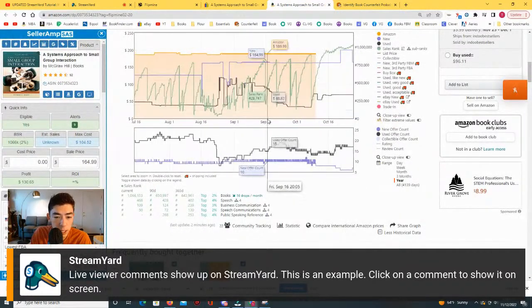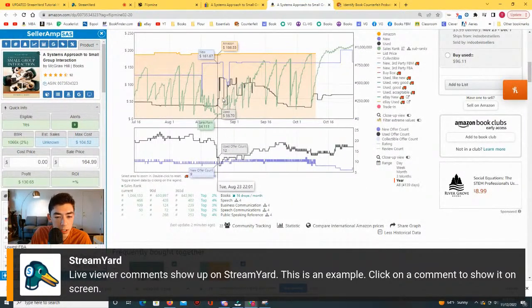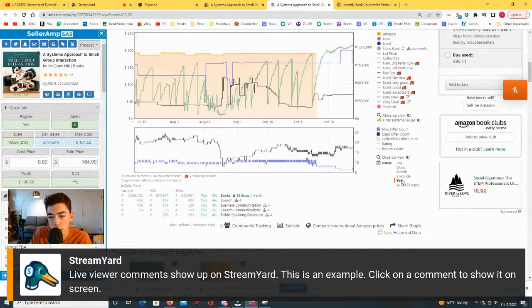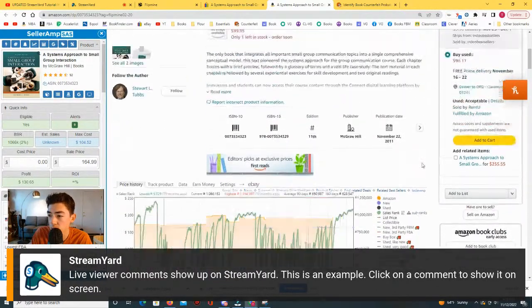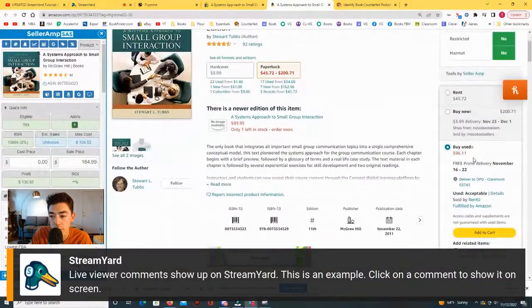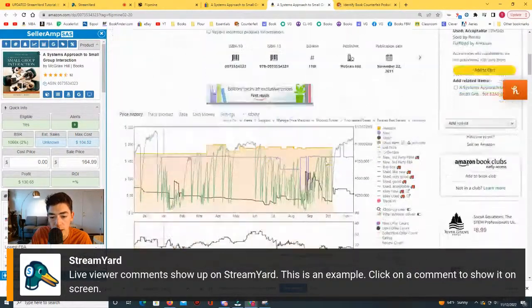But interestingly, in the textbook season during August and September, the price of this shot up to $100, and people were selling it for that. And actually, interestingly, if you look at the buy box, and you wanted to buy this used on Amazon from an Amazon Prime seller, it'd be $96.